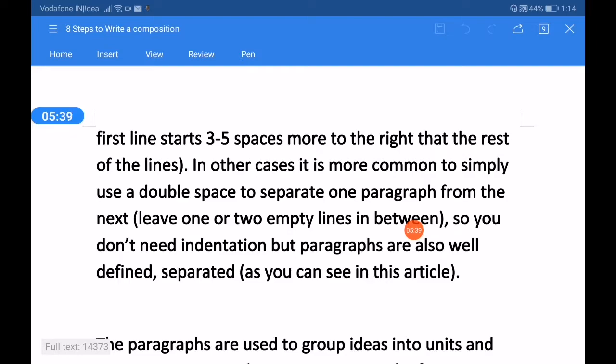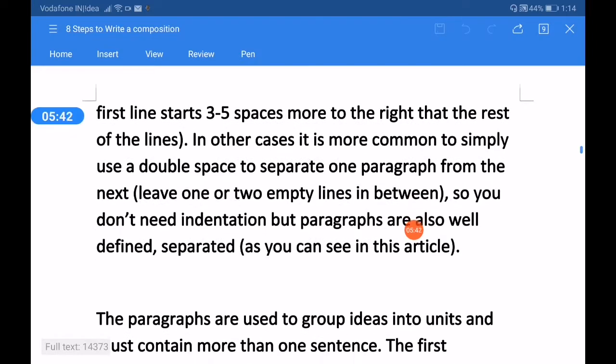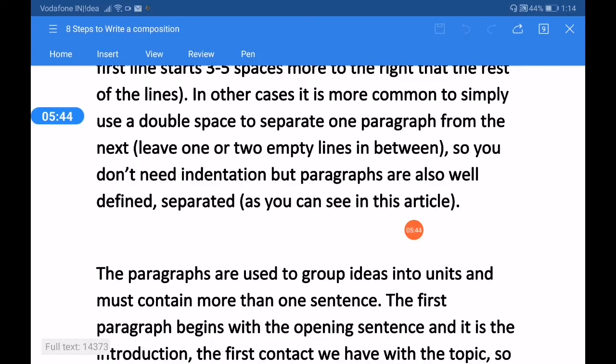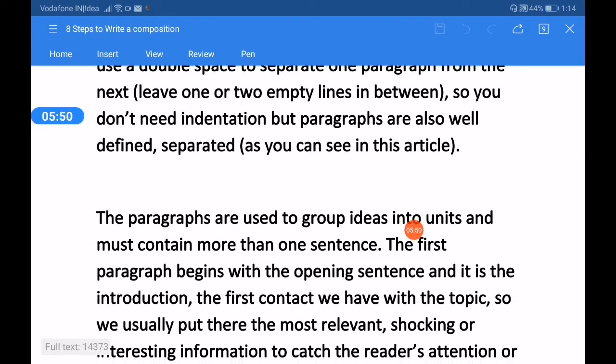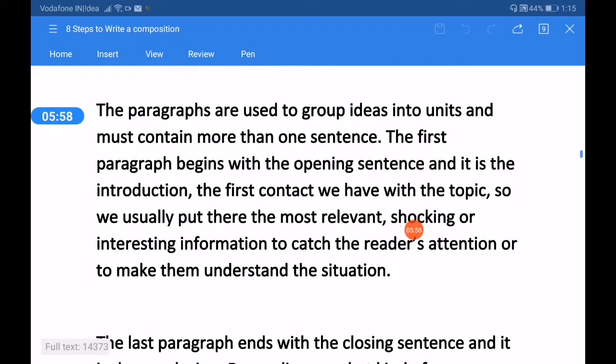In other cases, it is more common to simply use a double space to separate the paragraph from the next. Leave one or two empty lines in between, so you don't need indentation, but paragraphs are also well defined and separated, as you can see in this article.